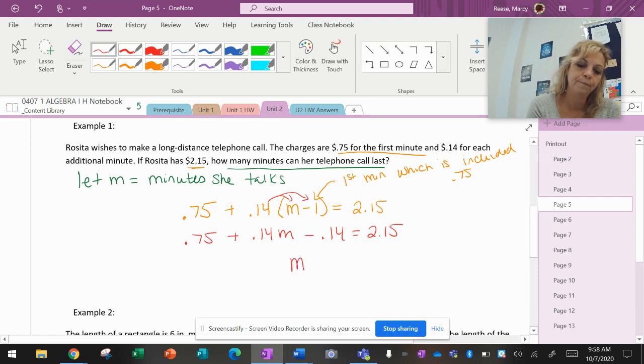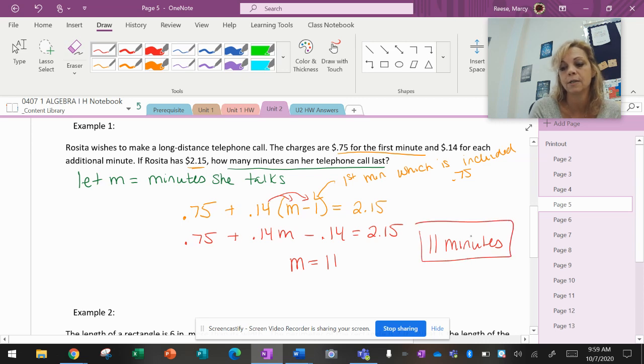When you are done, you should have gotten m is equal to 11. So that means that she talked for 11 minutes. Okay? And remember, go back and check to make sure you answered the question. How many minutes can her telephone call last? 11 minutes. So she can talk for 11 minutes because she's got $2.15.